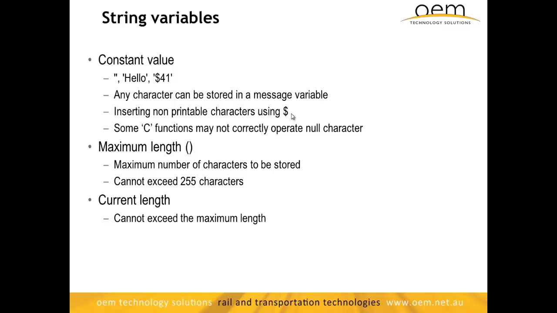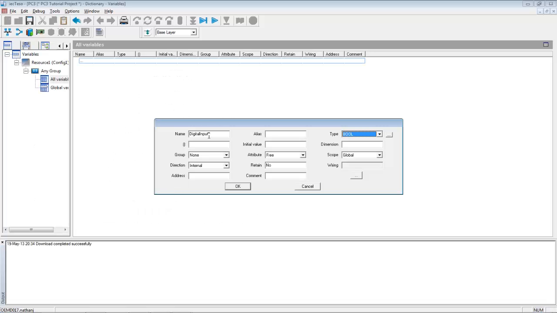String variables are used for text messages. When you enter them, there's a special syntax that must be used, using commas around them. You also need to define the length of a string. Maximum length cannot exceed 255 bytes. For my digital input variable I've just created, I'm going to leave it type bool. This field here is if I was creating a string, it would be the length of the string.